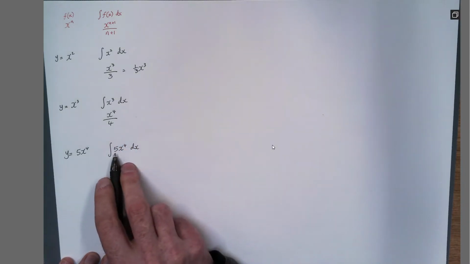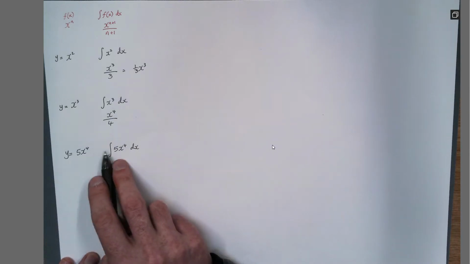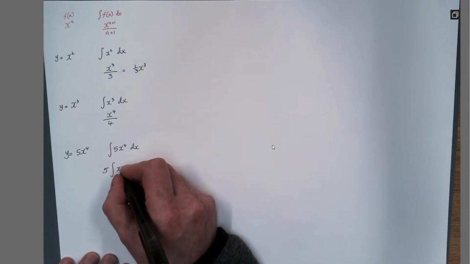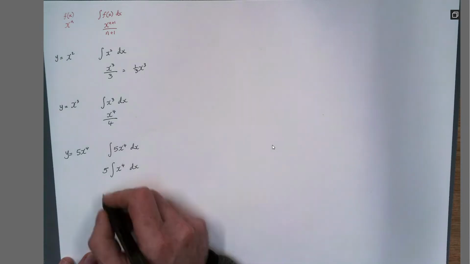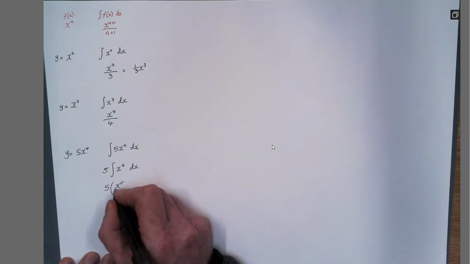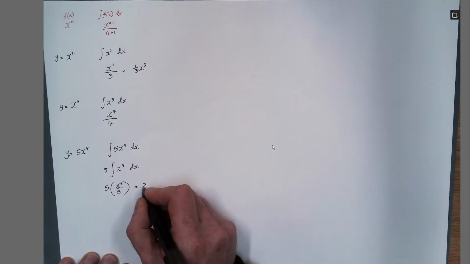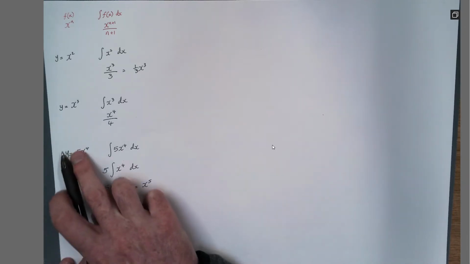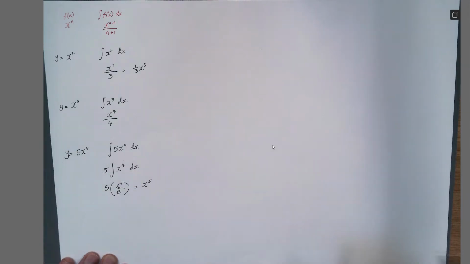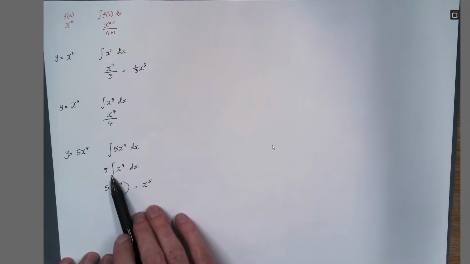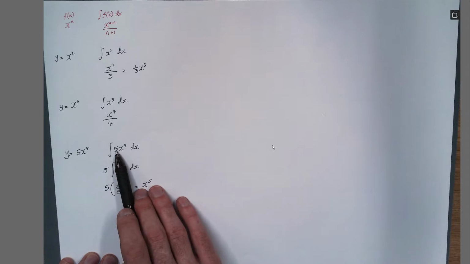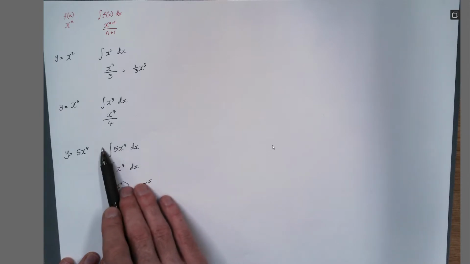The coefficient can come outside the integration. So we have 5 times the integration of x to the power of 4 dx, which gives x to the power of 5 over 5. Differentiating x to the power of 5 gives 5x to the power of 4, so we get the check. The coefficient stays outside, and we just do the integration.